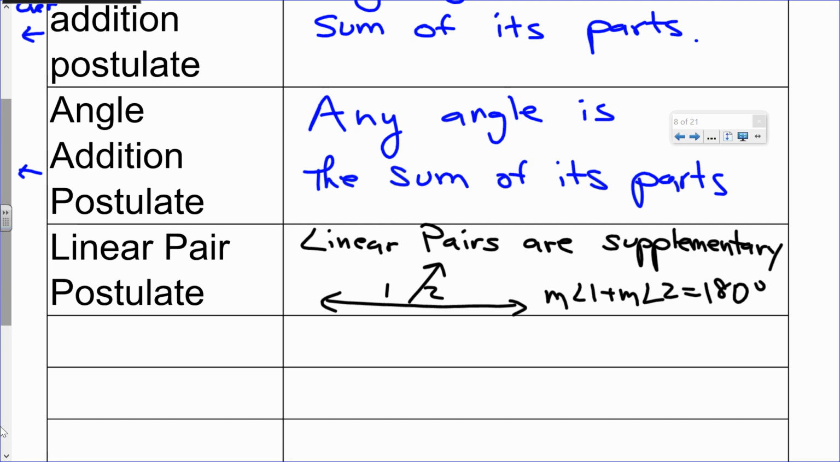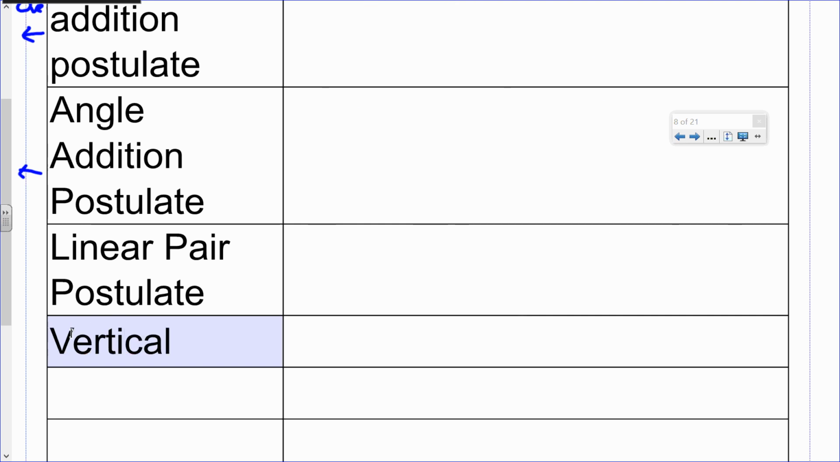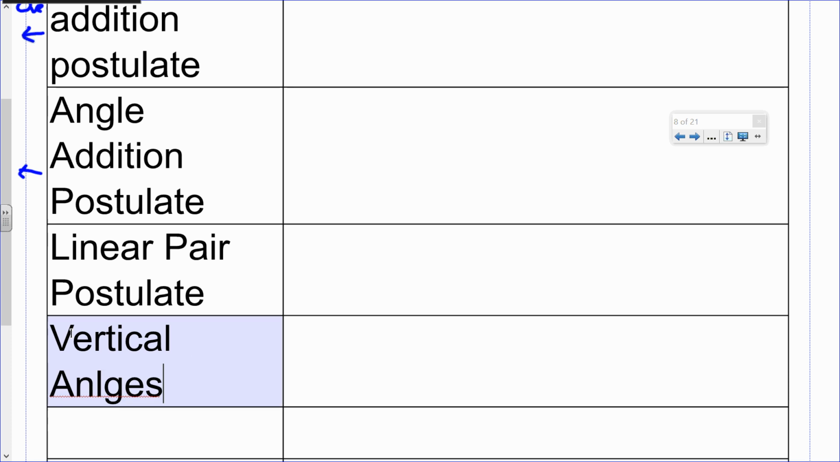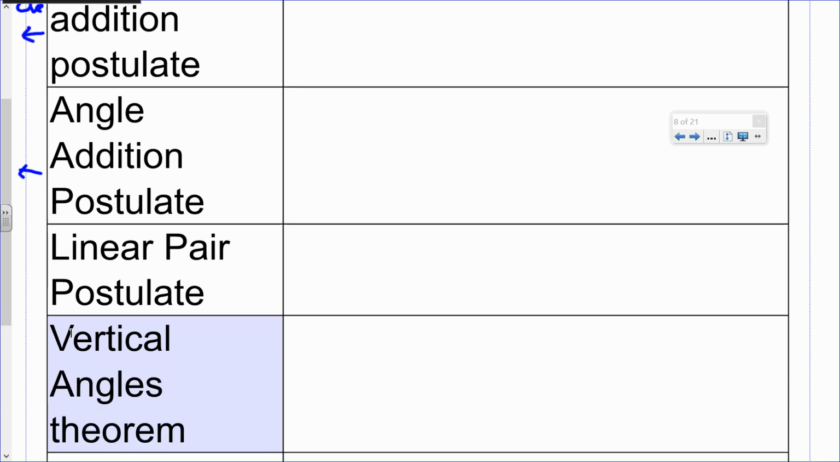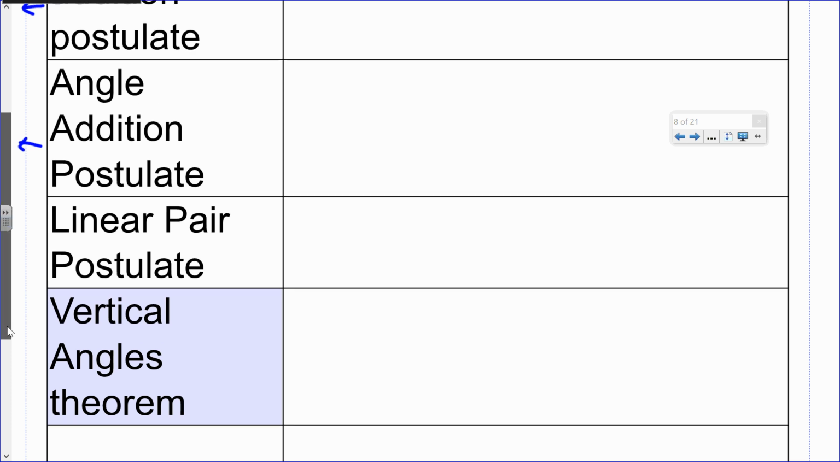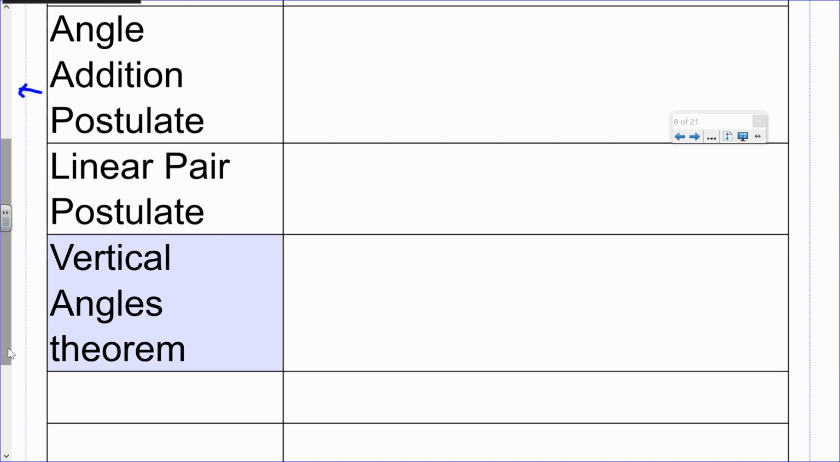Vertical angles theorem. Well, the first one's linear pair postulate, right? Next one's vertical angles theorem. What's the difference between a postulate and a theorem? It's on top of your law book. What does it say? I'll give you an extra stamp if you can give me the difference between a postulate and a theorem.